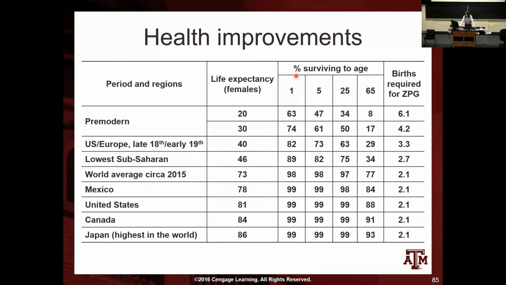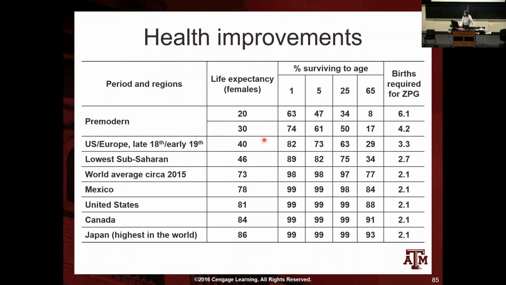And this is the overall percentage of people surviving to age 1 in pre-modern societies. Only around 63 to 74% of the children reach age 1. Only around 47 to 61% reach age 5. So that's exactly that 50% that I said in the previous slide. Only 8 to 17% reach age 65 in pre-modern societies, and now around 77%.